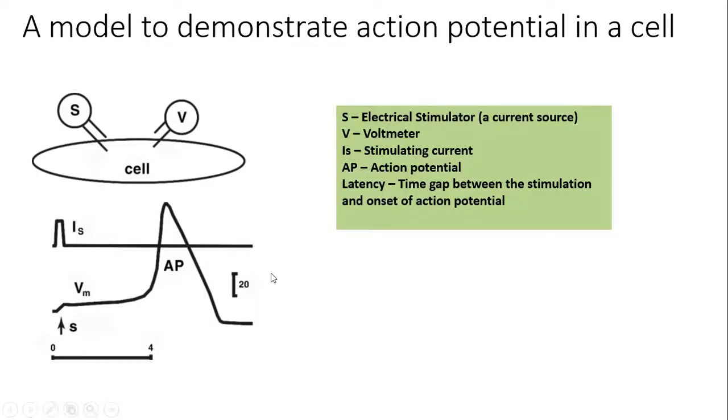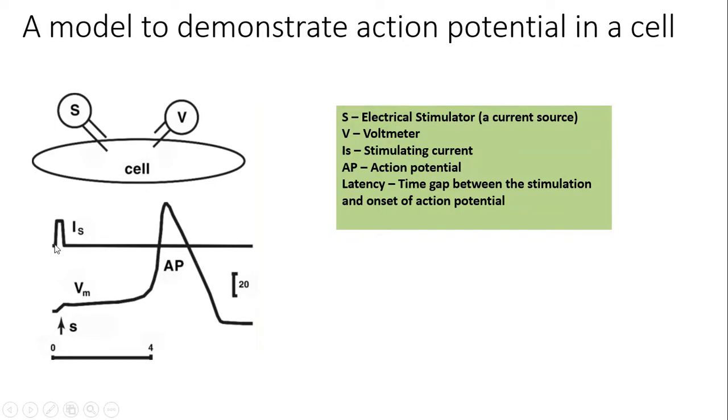Now here we'll show a small model that demonstrates the action potential in a cell. You can see this is the cellular structure, and here S stands for the stimulator, and here is a voltage indicator, a voltmeter. So using a stimulator we can stimulate the nerve fiber. Normally for stimulation we use current, and this indicates the stimulating current source.